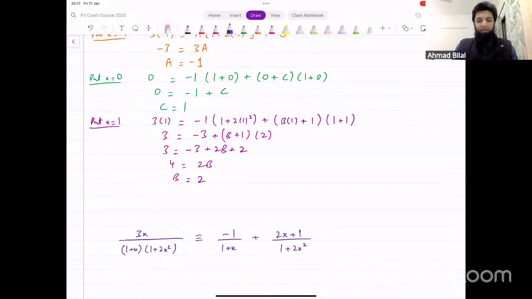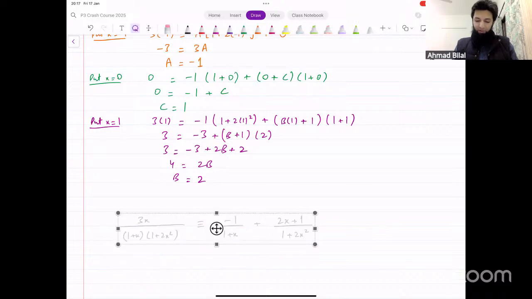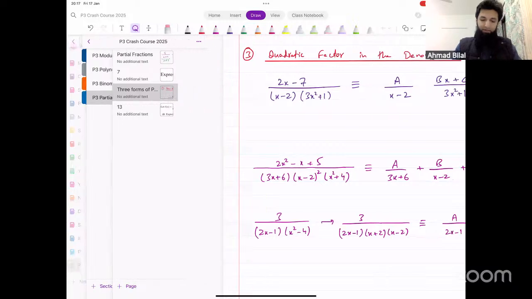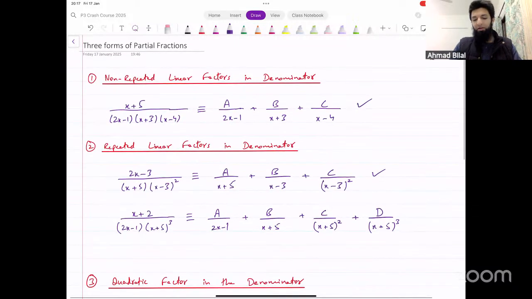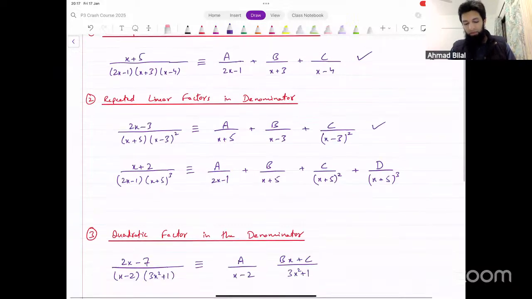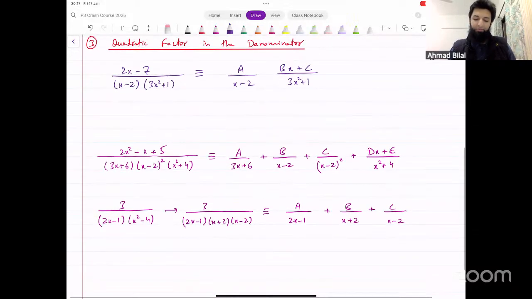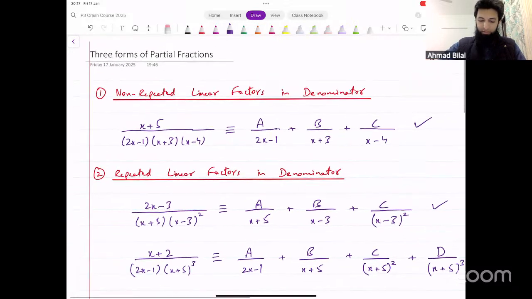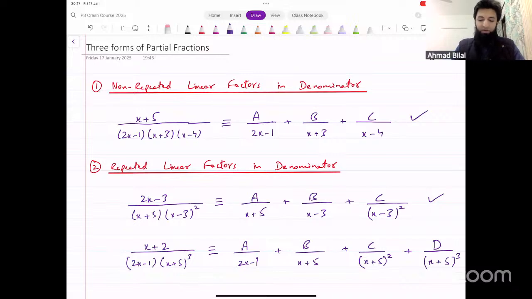Now, one last detail that we have here. So we talked about 3 different forms of partial fractions. And they are these, that we have non-repeated linear factors in the denominator, we have repeated linear factors in the denominator, and we have quadratic factors in the denominator. Now, there's another thing that can change in these fractions.